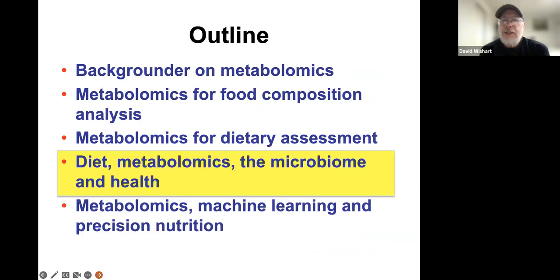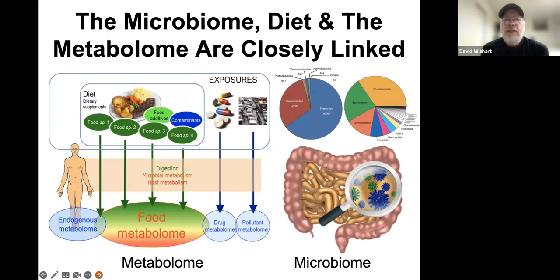I'm going to jump now to how metabolomics can be used to look at diet, the microbiome, and also relate that to health. So certainly through the Human Microbiome Project, study of metagenomics, we've learned quite a bit. And one thing that we certainly have learned is that the diet, the microbiome, and the metabolome are really closely linked. And that we should really look at microbes basically as chemical factories.